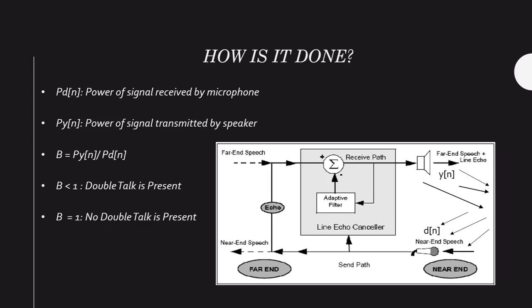When double talk is present, the power of the Y signal should be less than the power of the D signal, which will make the ratio less than 1. And when the ratio is less than 1, double talk is present. But when no double talk is present, these signals should be essentially the same, taking into account noise, which would make the ratio essentially 1, which means no double talk is present, and we should output a 0.